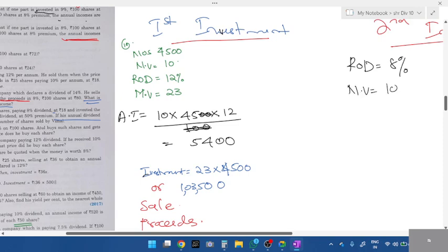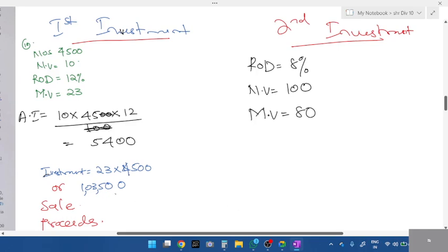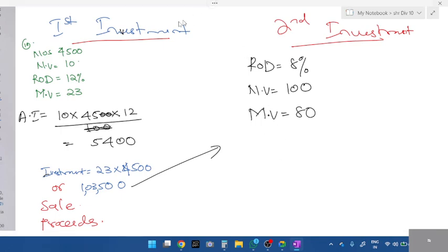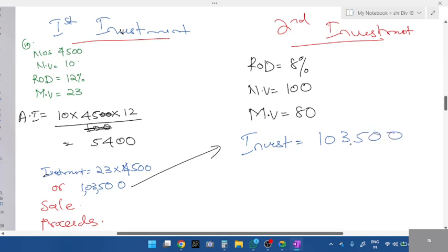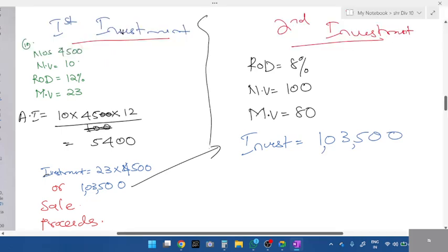Nominal value is 100. At rupees 80 is given. Market value is 80. Okay, we need to find the annual income. This investment you can use here, students. Investment is equal to this much, 1,03,500. Now, I'll tell you the difference between first investment and second investment.